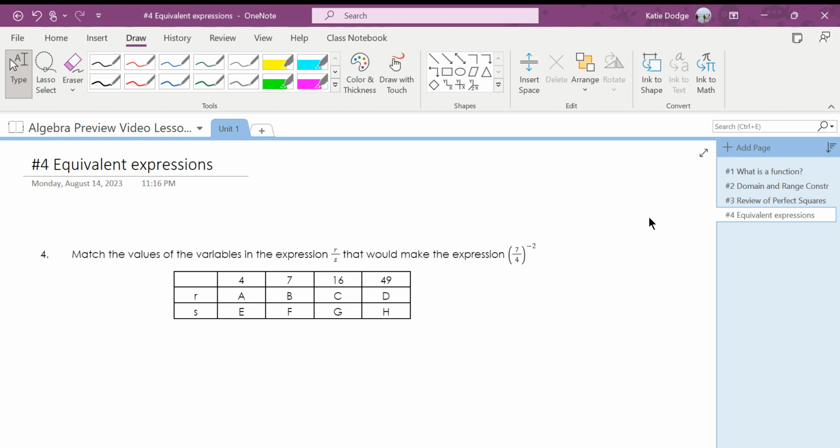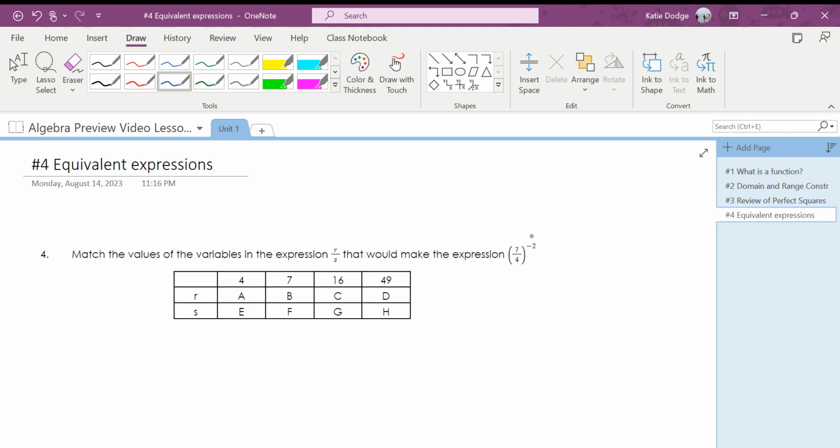So first, I like to actually solve the problem myself to see what I'm working with before I even try to find any possible matches. So we want to match the values of the variables in the expression r over s. That would make the expression 7 over 4 all to the power of negative 2. So let's try simplifying the expression that they give us.